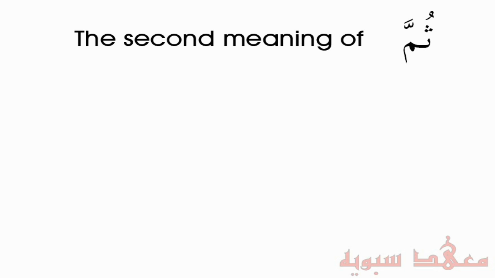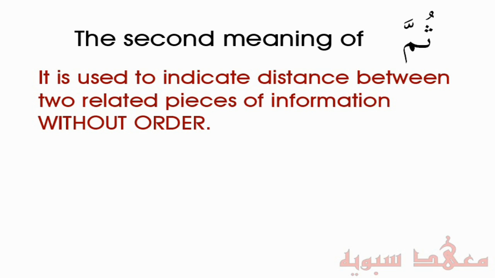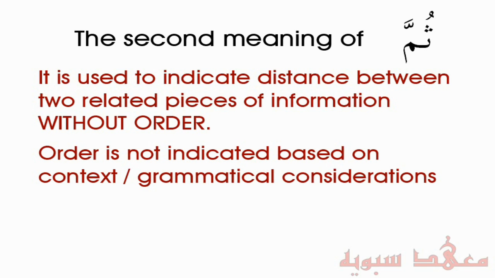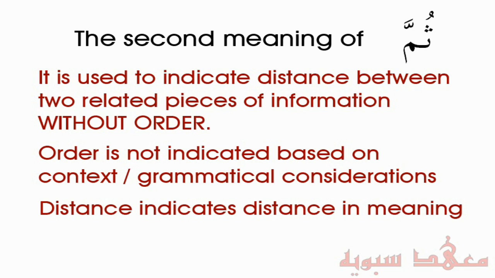So inshallah we're going to be going through the second meaning of Thumma in this video. The second meaning we're going to be talking about is Thumma being used to indicate distance. Distance between two pieces of information without order. So this differs in that it doesn't indicate order. Order is not indicated based on the context and grammatical considerations. And here distance indicates distance in meaning. And we'll explain what this means in the upcoming example, inshallah.